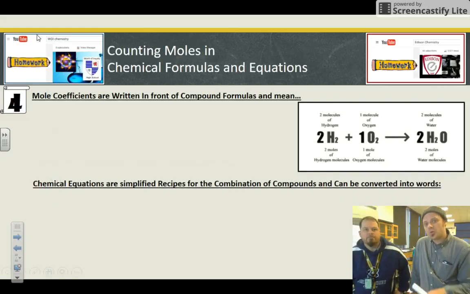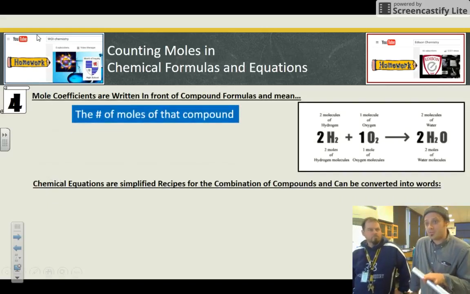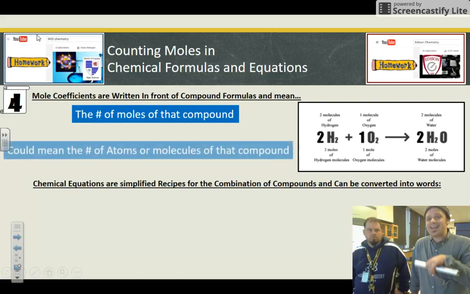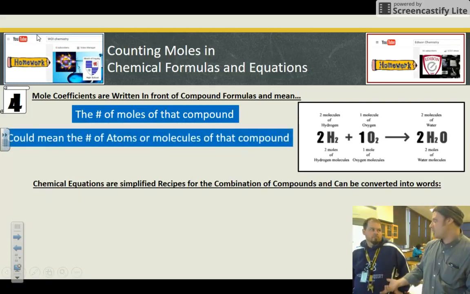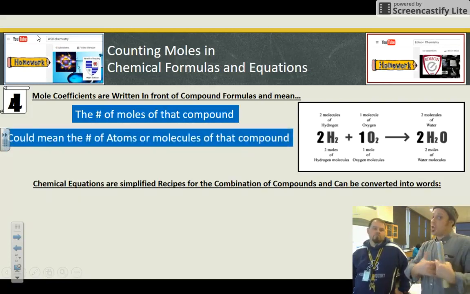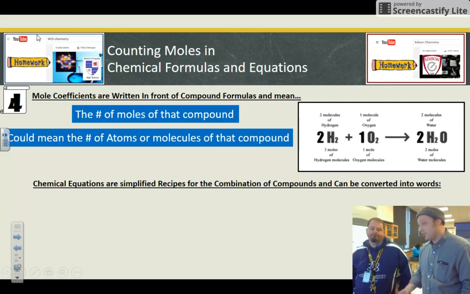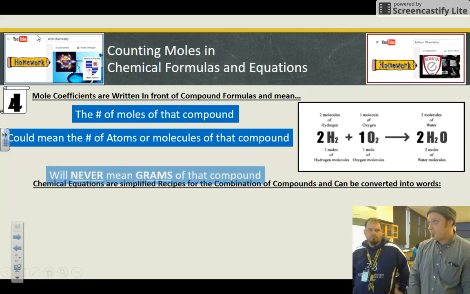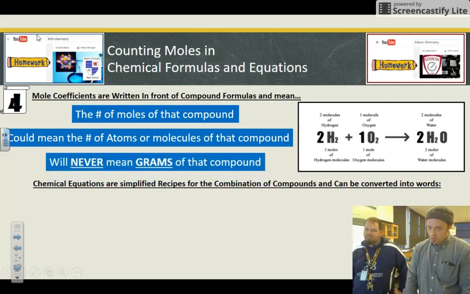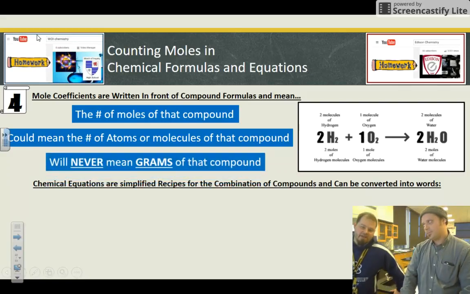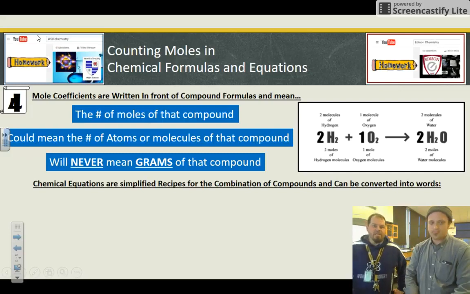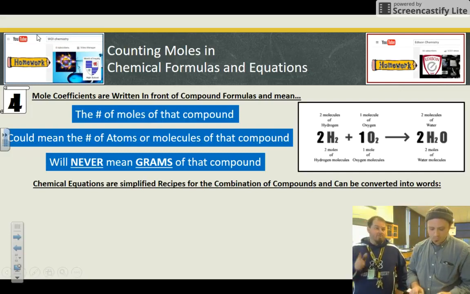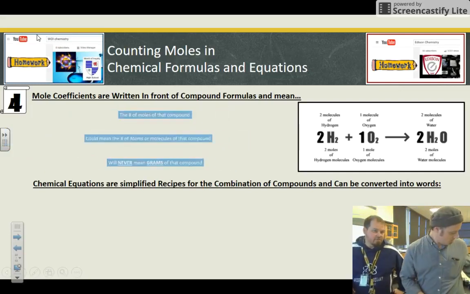Mole coefficients are written in front of compound formulas and mean something else. It means the number of moles of that compound. We just showed you how many moles of atoms were within a compound, but you could double or triple the number of compounds itself. So this could mean the number of atoms or molecules in that compound. It's never going to mean grams, though. Never, because you can't relate grams that way. We have to go through a special avenue to get there.